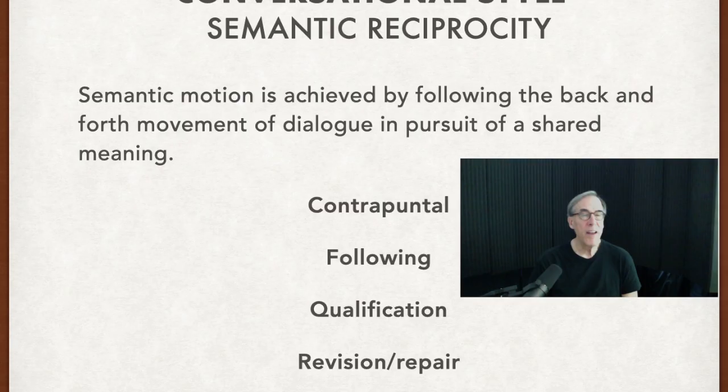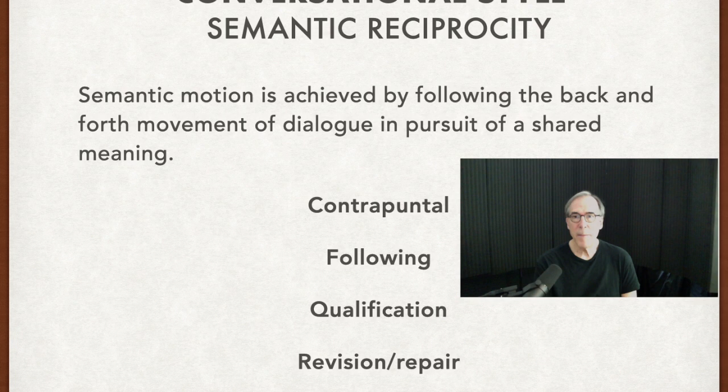The second connotative style, if we move on now, is what I call the conversational style. In this style, semantic motion, which is what connotation really requires of us, is achieved not by semantic delay, that's the artistic style, but by what I call semantic reciprocity. Semantic motion is achieved by following the back and forth of a dialogue in pursuit of a shared meaning.